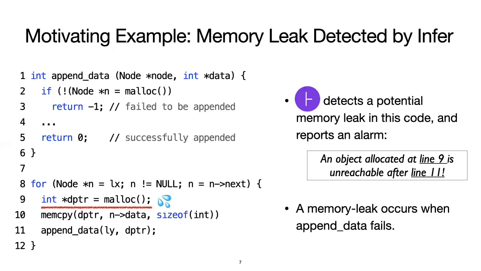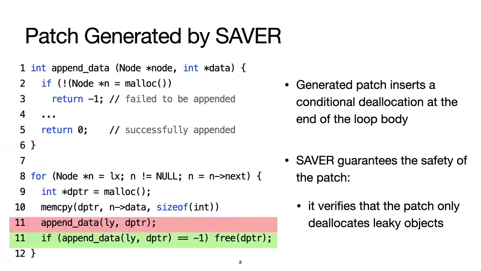Infer alerts a potential memory leak warning, which is a true alarm. A memory leak occurs when the append_data function fails to append the data object to the list. Once it fails, the object leaks at the next iteration. This is because it loses its only reference dptr as a new object is allocated to the pointer. Infer generates an error report for this leak like this. Given this error report, SAVER generates a correct patch by inserting a conditional deallocation after line 11. SAVER guarantees the safety of this patch, verifying that the patch deallocates the leaked object only.